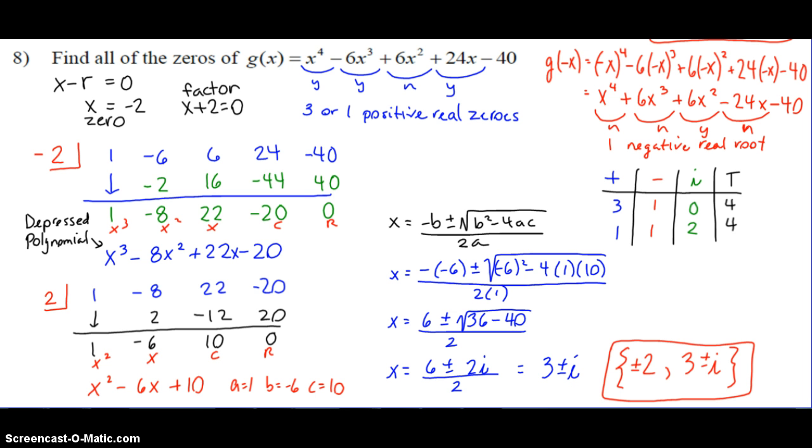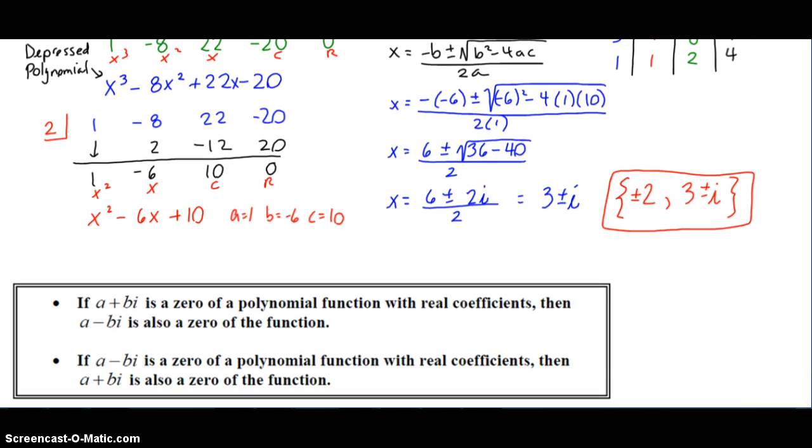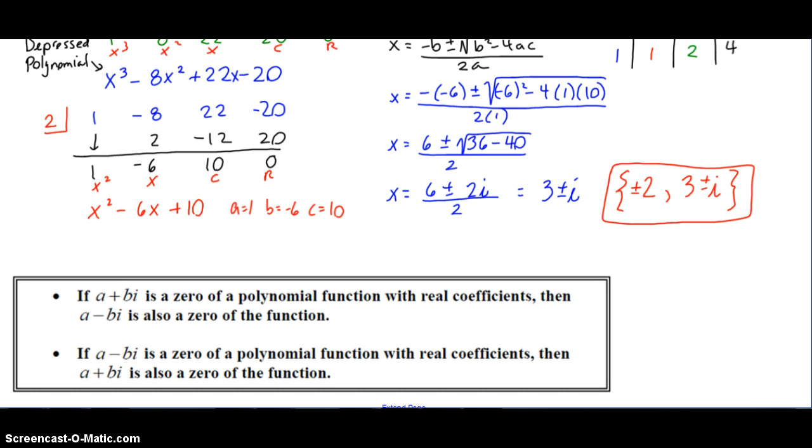And let's just read the note down at the bottom of the page. It says, if a plus bi is a 0 of the polynomial function with real coefficients, then a minus bi is also a 0 of the function. Those are those complex conjugates. If a minus bi is a 0 of the polynomial function with real coefficients, then a plus bi is also a 0 of the function.